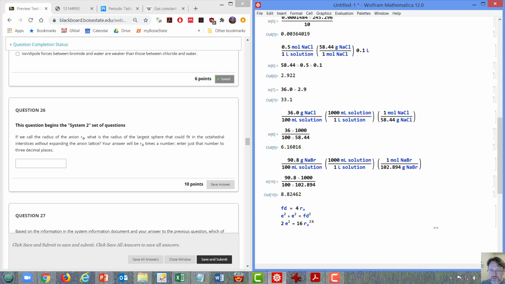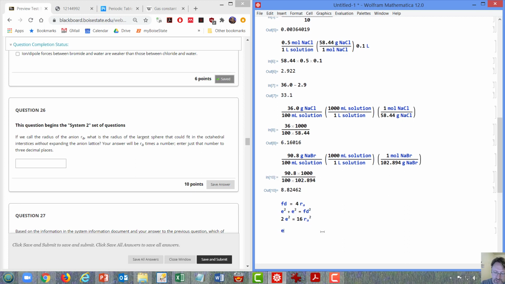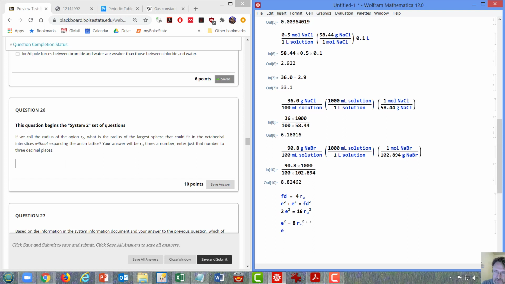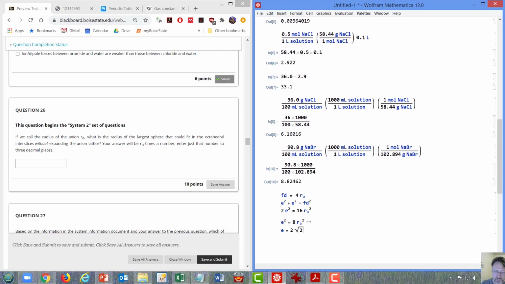RA squared. Let's divide through. So then E squared is going to equal 8 RA squared. And so E equals the square root of 8, which is 2 times the square root of 2 RA.